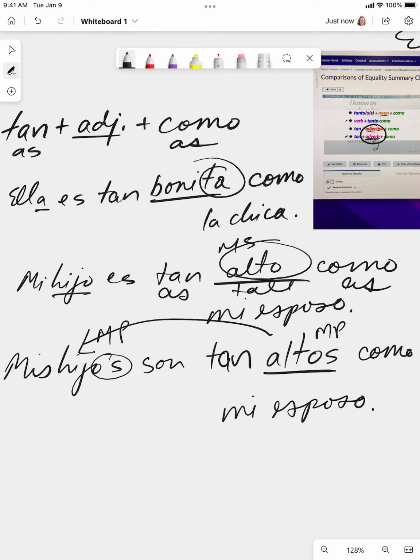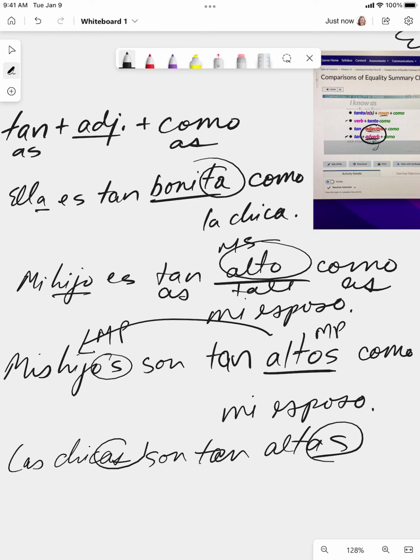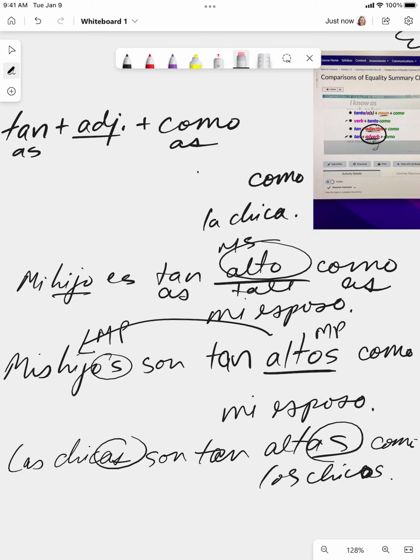What if it's las chicas are as tall as the boys? Son tan altas como los chicos, sorry. Okay, so we have that whole rule about male and female, singular and plural again when we're comparing the adjectives.